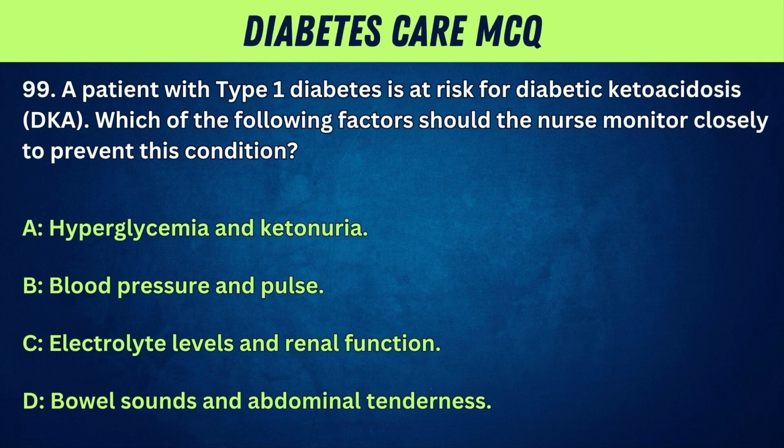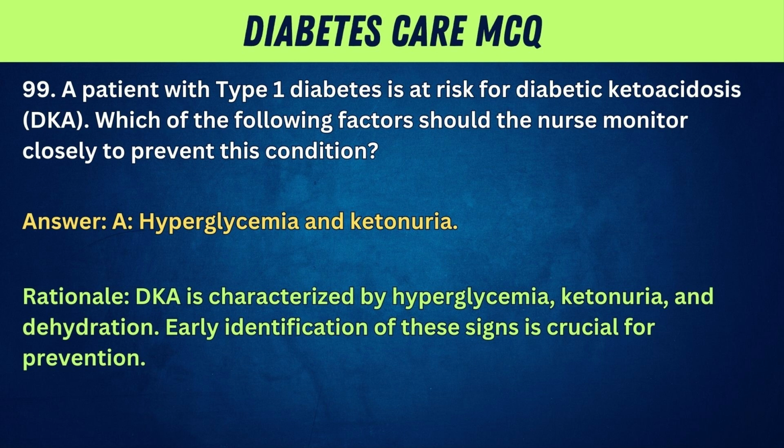Which of the following factors should the nurse monitor closely to prevent this condition? A. Hyperglycemia and ketonuria. B. Blood pressure and pulse. C. Electrolyte levels and renal function. D. Bowel sounds and abdominal tenderness. Answer: A. Hyperglycemia and ketonuria. Rationale: DKA is characterized by hyperglycemia, ketonuria, and dehydration. Early identification of these signs is crucial for prevention.